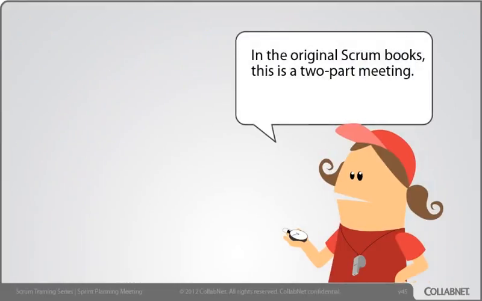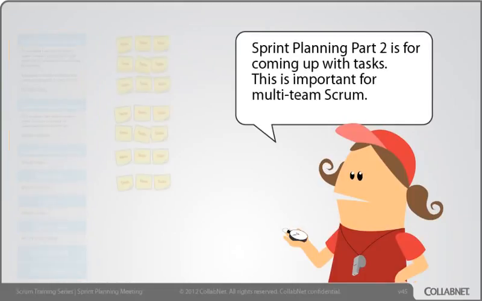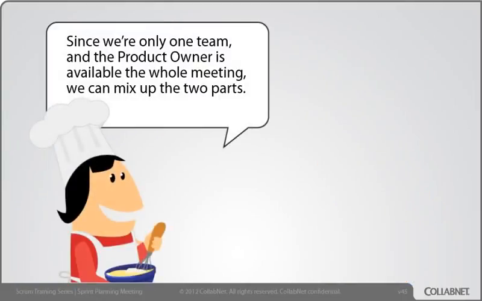In the original Scrum books, this is a 2-part meeting. Sprint Planning Part 1 is for committing to PBIs, and Sprint Planning Part 2 is for coming up with tasks. This is important for multi-team Scrum. Since we're only one team, and the product owner is available for the whole meeting, we can mix up the 2 parts.